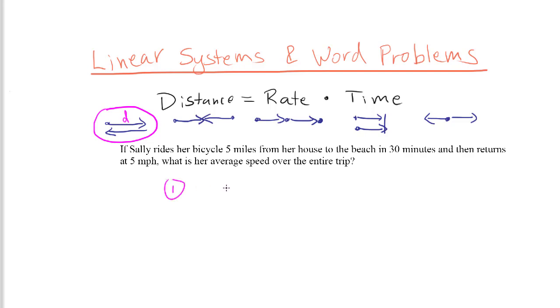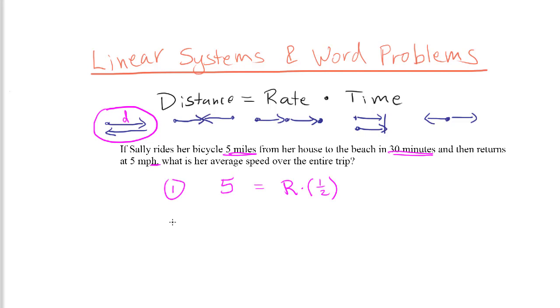Distance equals rate times time. We know her distance is 5 miles, and that should equal her rate times her time. We know her time's 30 minutes. We want to make that consistent over the course of the problem, so we use hours here. I'm going to convert 30 minutes to half an hour. So the time is half an hour, and we don't know her rate. We're going to have to solve for that.